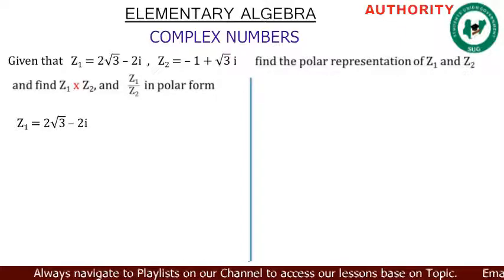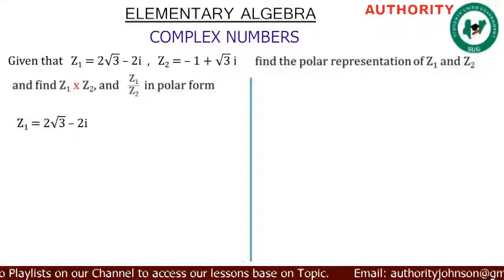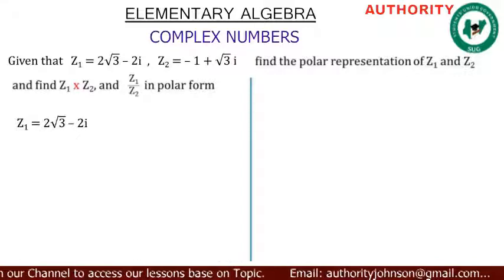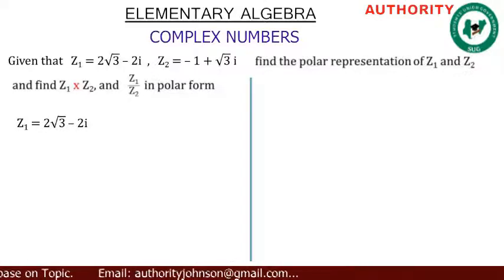Now let's go. We have z1 equal to 2 root 3 minus 2i, and we know our polar representation to be z equals r (cos theta plus i sine theta). We need r and also theta. So let's find our r in z1.